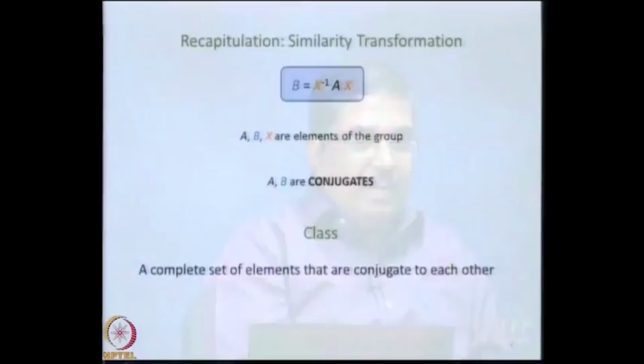So this I think everybody remembers now. Similarity transformation. Similarity transformation is B equal to x inverse A x, where A, B, x all have to be elements of the group, okay, of the group, not the subgroup, not the class, alright. A and B are called conjugates, and a class is defined as a complete set of elements that are conjugate to each other. So I hope you know this already.